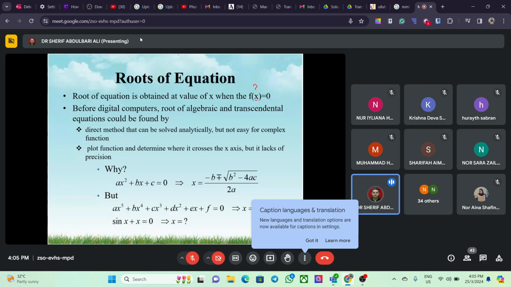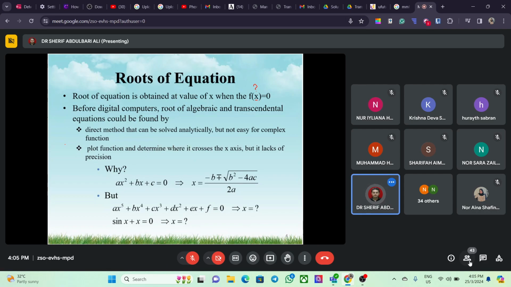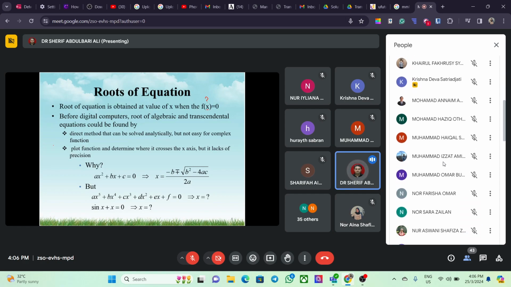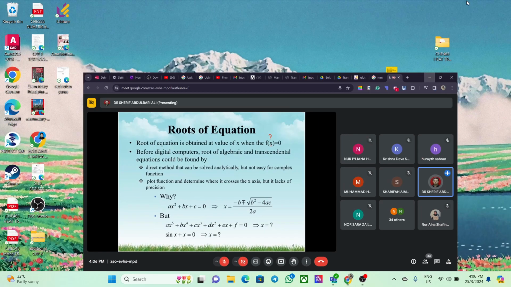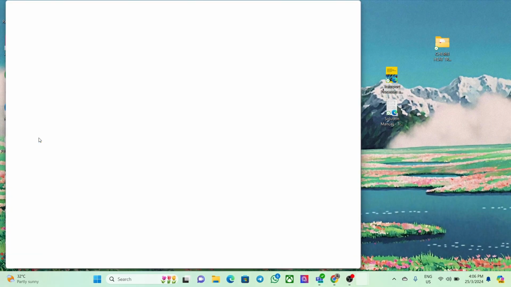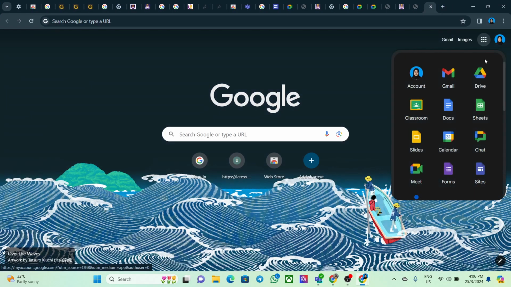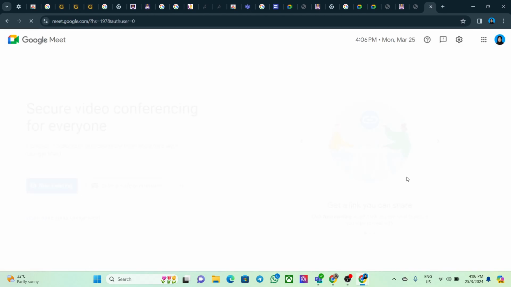Okay, so before the digital computer, roots of algebraic and transcendental equations could be found by direct methods that can be solved analytically, but this is not easy for complex functions. Or by the easy way, by plotting the function and determining where the function is crossing the x-axis, but this one lacks precision. So these 2 points, we are going to talk about later. But now what we need to focus on is the first point, which is the roots of the equations. We need to obtain the value of x that makes the function equal to 0.